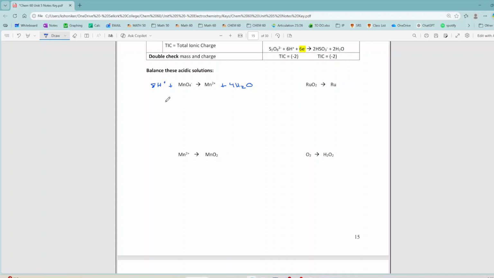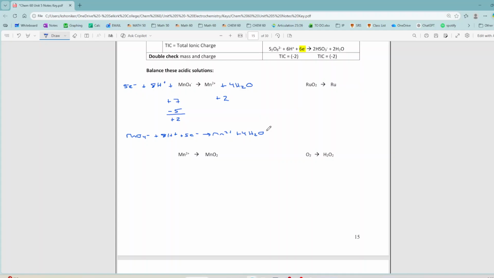Then I need to balance for charge. So my charge on my left-hand side is 8 minus 1, which is +7. And on the right-hand side, I have a charge of +2 plus 0, which is just +2. To balance this out, I need to subtract 5 so that I have an overall charge of +2. And the way that I do that is I simply add 5 electrons onto the left-hand side. Now, if you want to make it look more like the table, you can feel free to rearrange this and write it as MnO4 minus plus 8 hydrogens plus 5 electrons forms Mn2 plus 4 waters, but you do not have to.